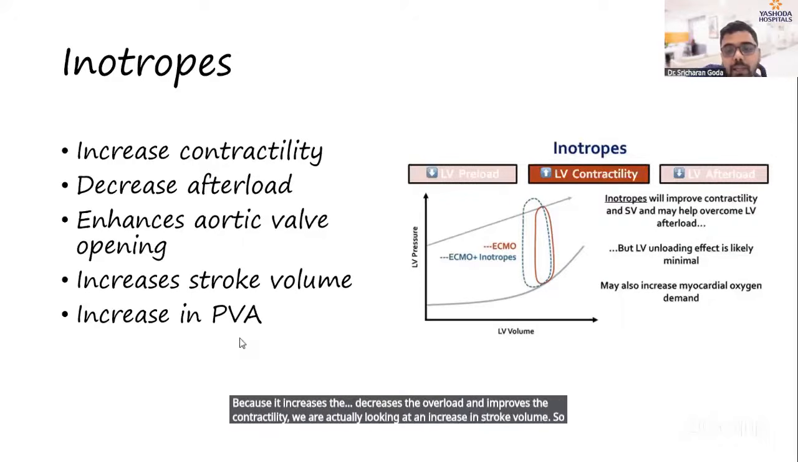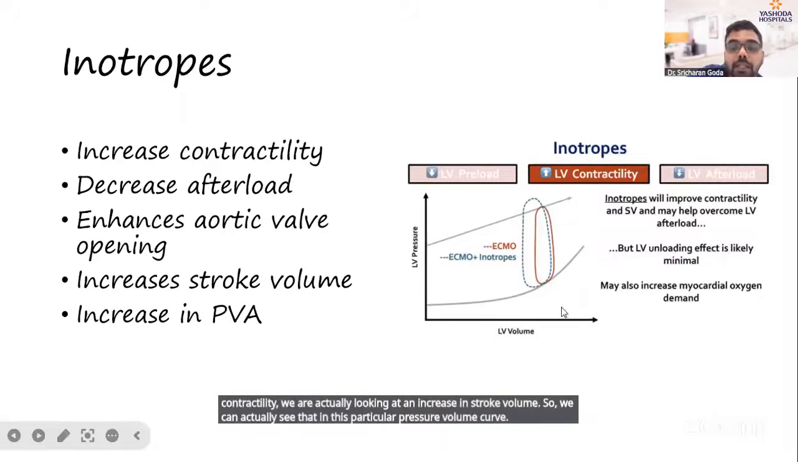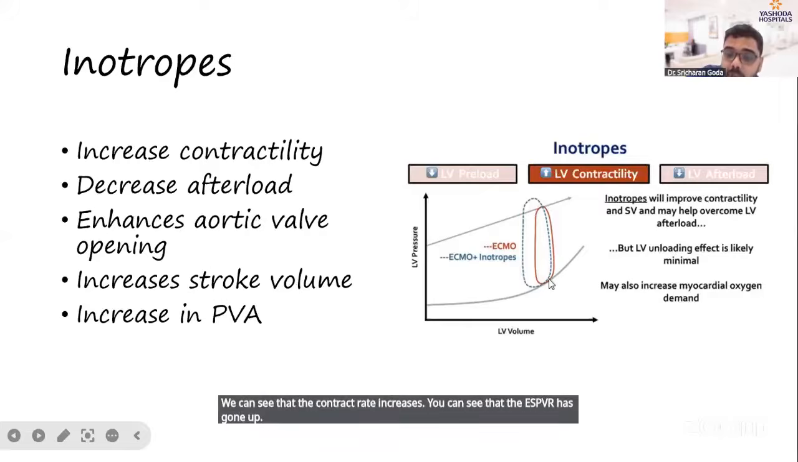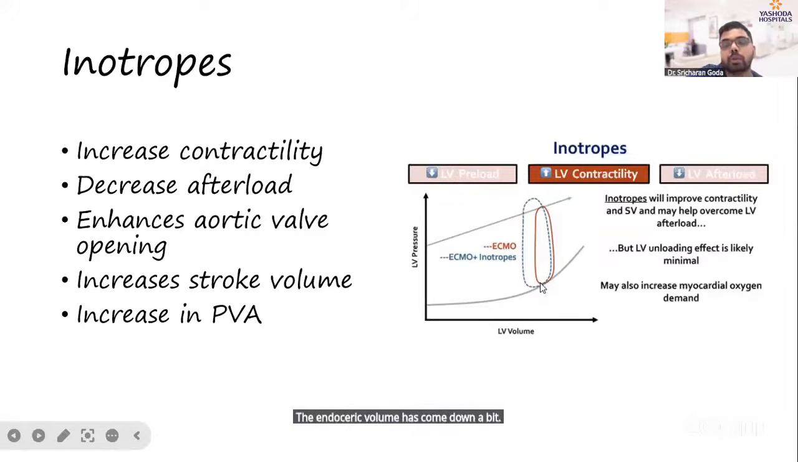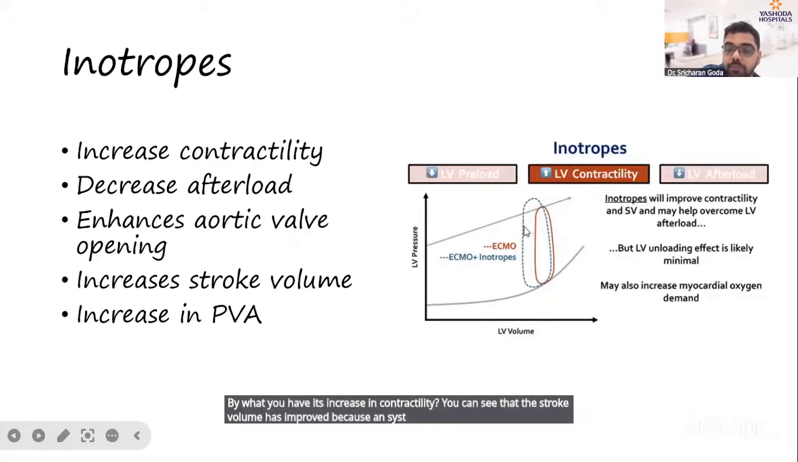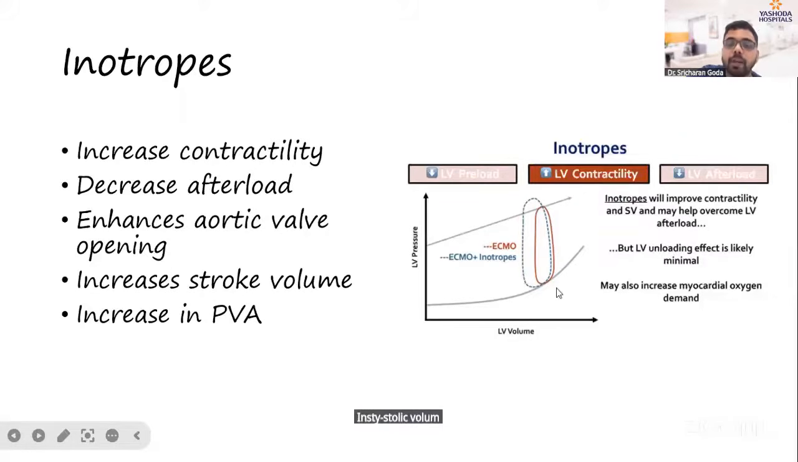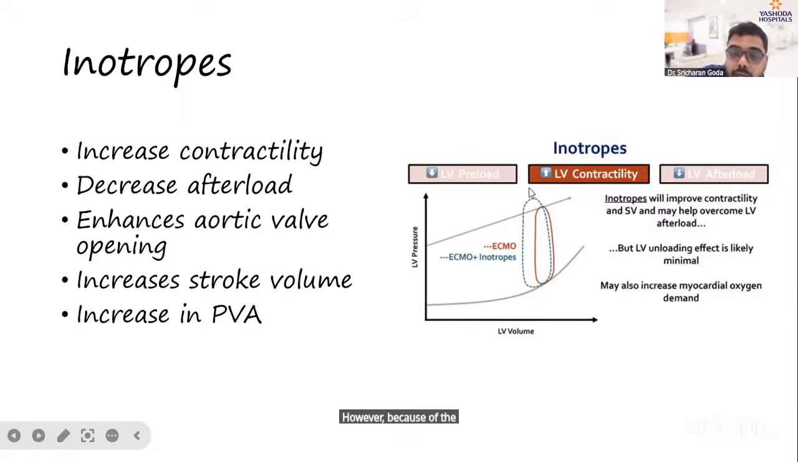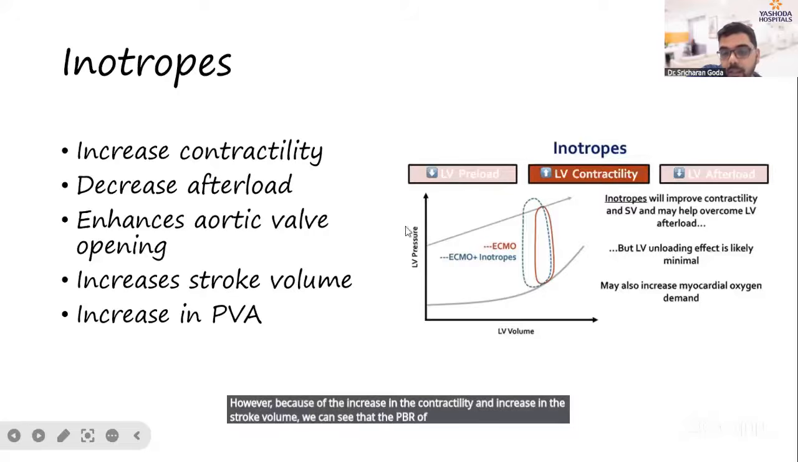Because it decreases the afterload and improves the contractility, we are looking at an increase in the stroke volume. In this particular pressure volume curve, we can see that the contractility increases. You can see that the ESPVR has gone up. The end diastolic volume has come down a bit. So it is able to eject better by virtue of its increased contractility. You can see that the stroke volume has improved because end systolic volumes have come down. End diastolic volumes have also relatively come down, but there is improvement in the stroke volume.